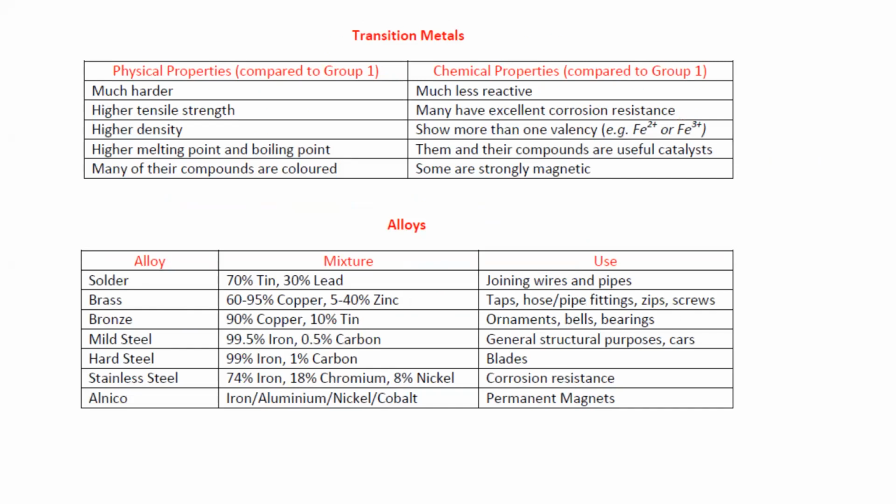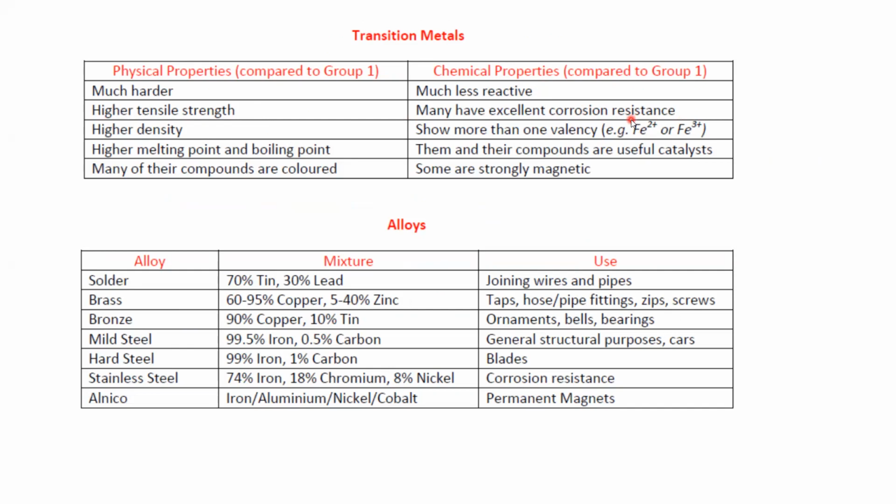So they are much harder. They have high tensile strength. What is the meaning of high tensile strength? It means you need more force to break them. If you need more force to break them, it means high tensile strength. They have high density, high melting and boiling points, and many of their compounds are colored. What are the chemical properties? Transition elements are less reactive compared to group 1. They have excellent corrosion resistance.